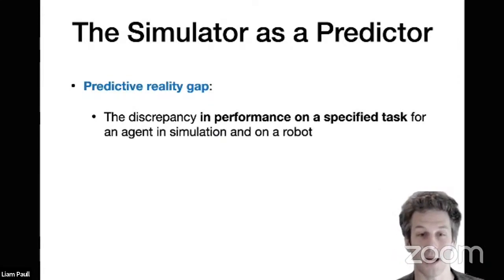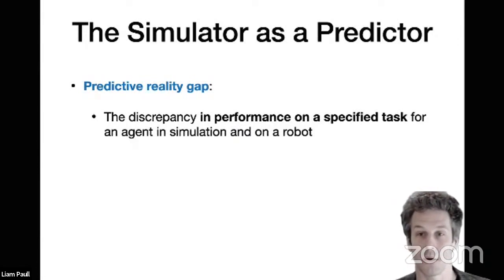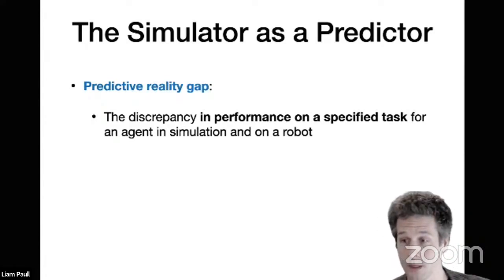If what you care about is driving the robot down the road, then what you care about when designing your simulator is that however far you drove down the road in simulation, if you do the same thing in the real world, you'll drive down the same amount of road.